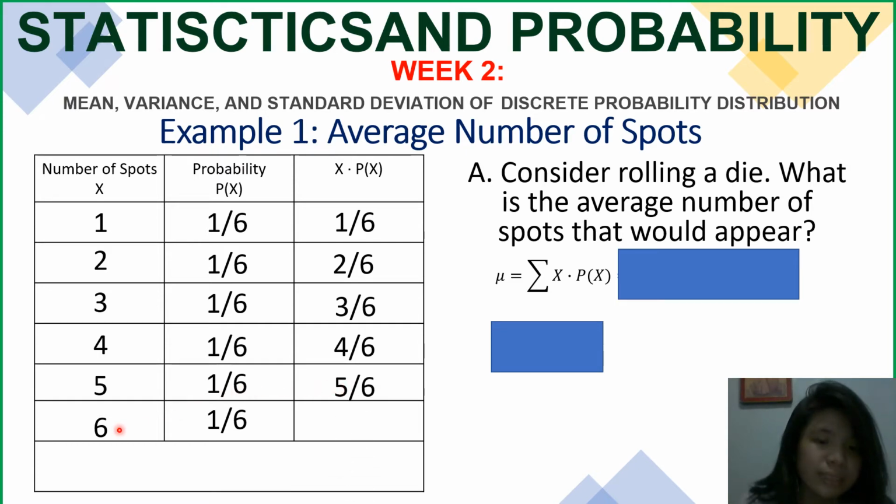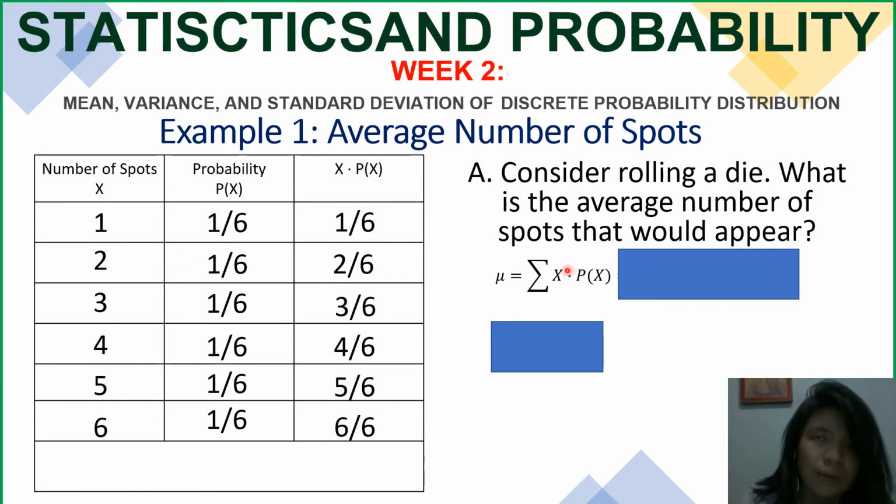And lastly, 6 multiplied by 1 over 6 is 6 over 6. So we have here the formula for the mean. That is mu, the symbol for mu, is equal to the summation of x multiplied by p of x, or the number of spots multiplied by p of x, its probability. So, we already got the product of x and p of x.